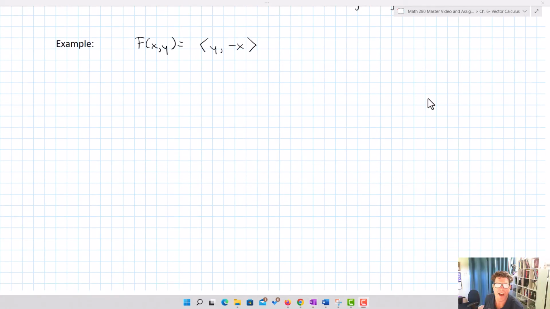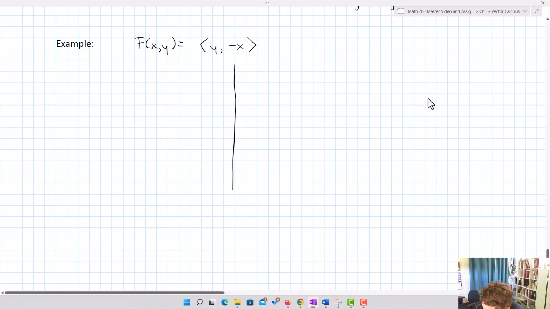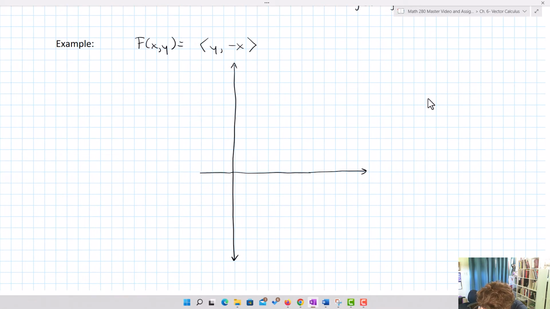So let's consider f of xy equals y, negative x. And what we're going to do is draw the vector field for this. But I'm going to do it without actually calculating. I'm not going to plug in points and create a table. Instead, I'm just going to select locations. Let's say, for example, I start at 0, 0, and I know that 0, 0 is going to have a vector of 0, 0. Let's go now to 2, 2. So 2, 2 is now going to have a direction vector of 2, negative 2.